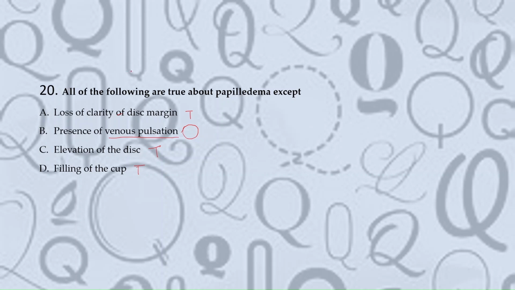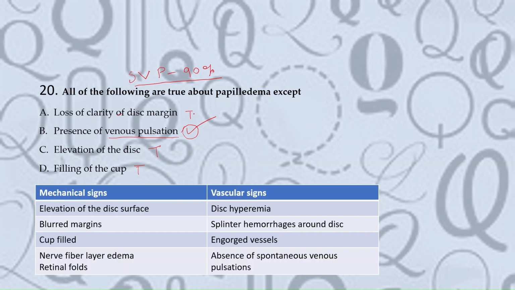Normal spontaneous venous pulsations are present in around 90% of eyes, and it is normal. So whenever these pulsations are absent, it is a sure shot indicator of papilledema. So this is the right answer here. Absence of venous pulsation is characteristic of papilledema. Presence of venous pulsation says that it is not papilledema.